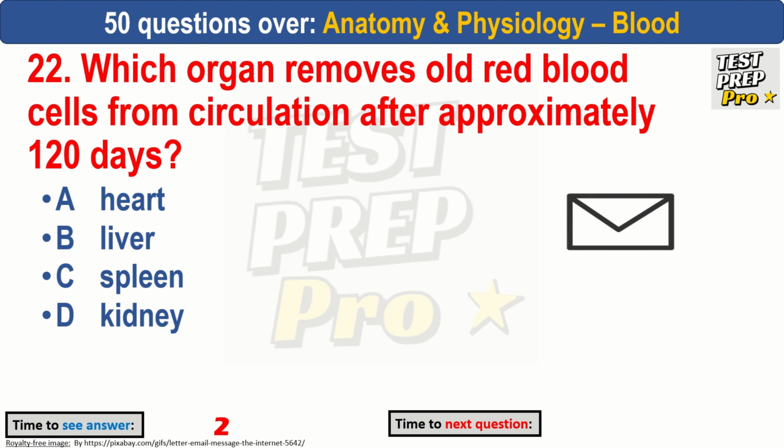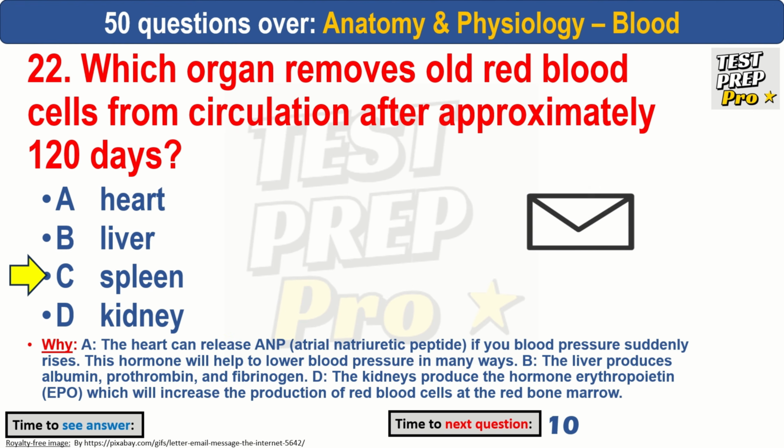So which one is going to remove them? It's going to be the spleen. The spleen is nicknamed the red blood cell graveyard. As red blood cells get older, at about 120 days, it's going to catch them. Macrophages will destroy them at the spleen, and then you can recycle their components.